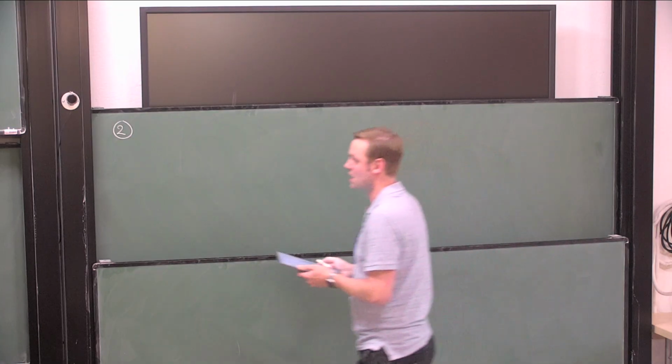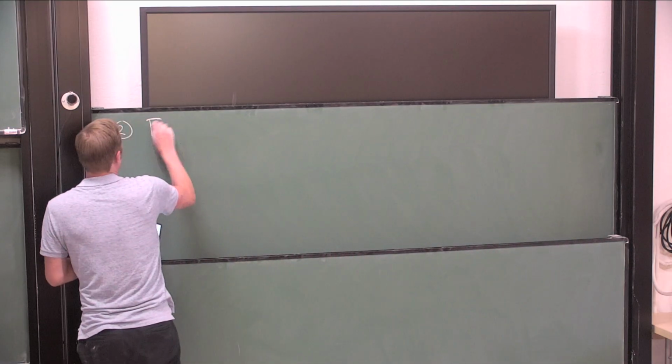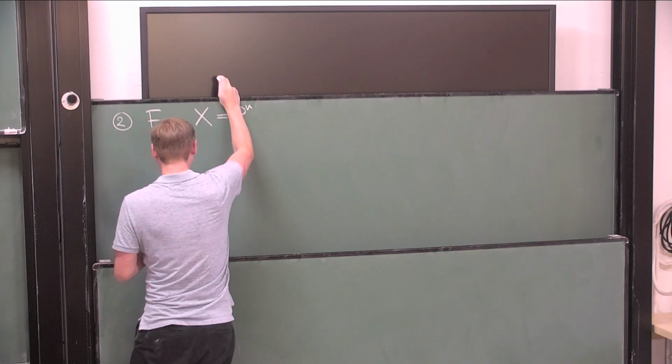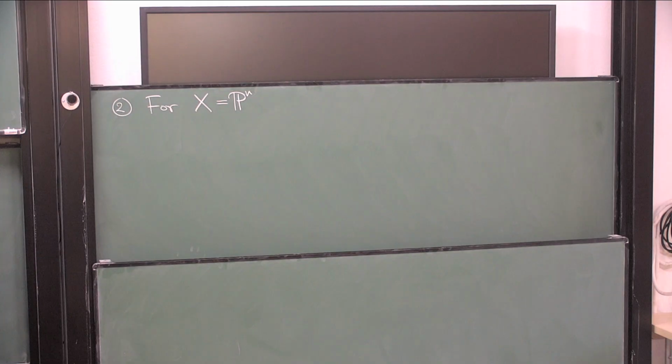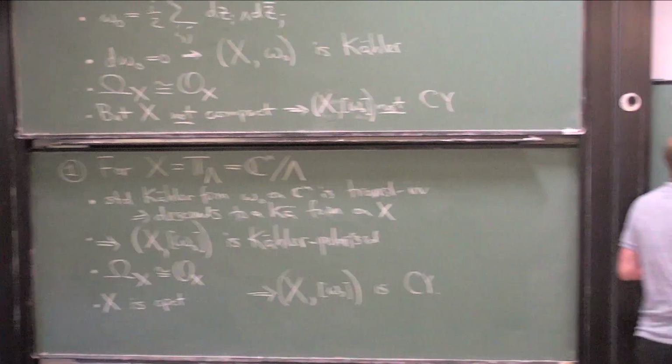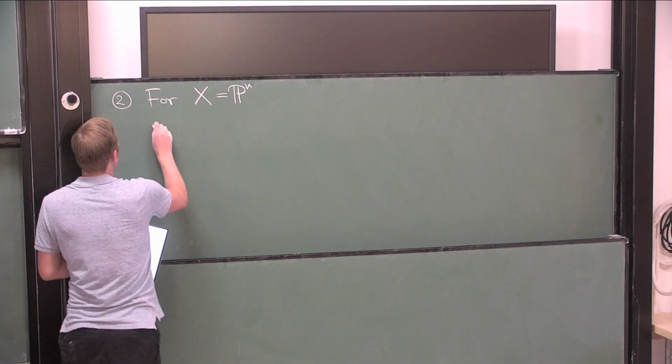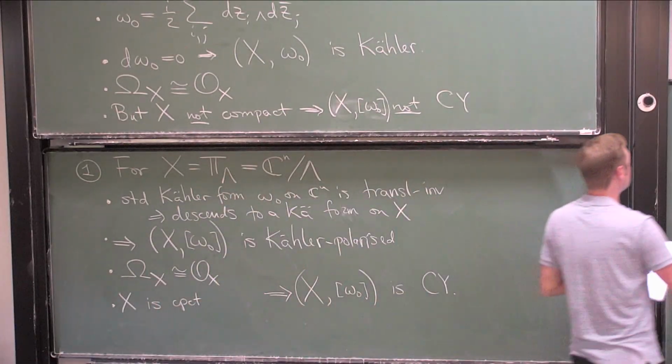Okay, so the second example, example number 2, was the projective space. This is another topic that I want to briefly explain. The projective space has a very famous Hermitian metric called the Fubini-Study metric.